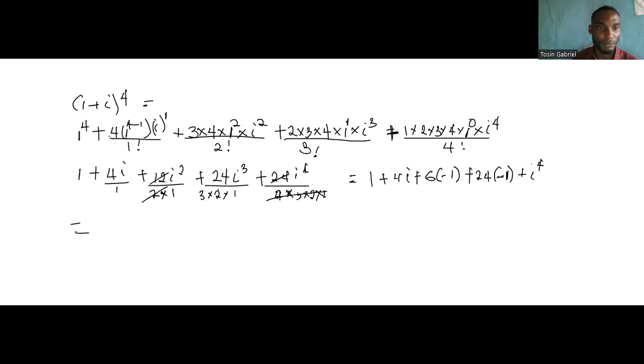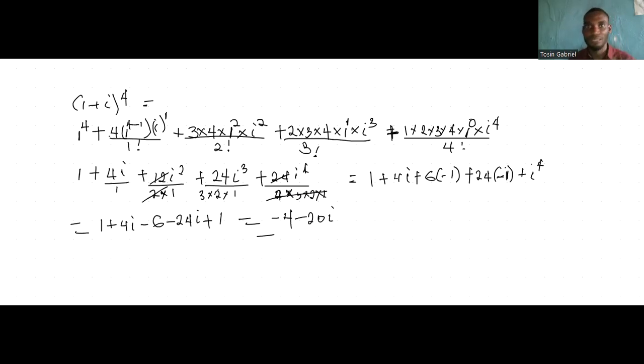Then we have 1 plus 4i minus 6 minus 24i. Then i raised to the power of 4 will be 1, of course. It will be plus 1. Then let's add 1 plus 1 is 2. Then 2 minus 6, that's minus 4. So we have minus 4. And 4i from 24i, that's minus 20. So we have minus 20i. So this is simply the answer.